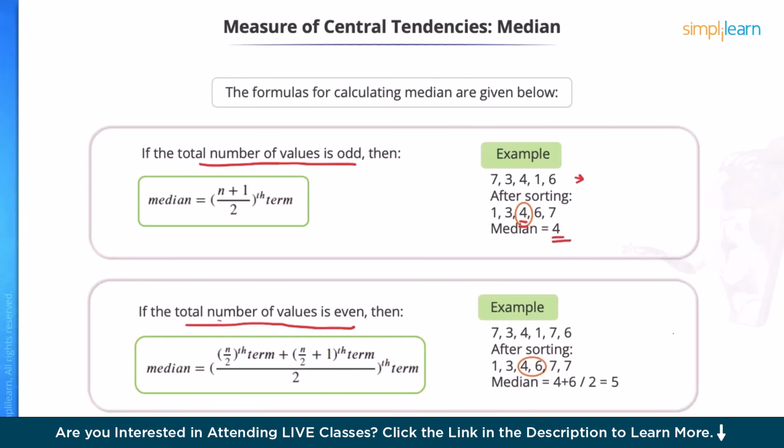In case when the total number of values is even like here, there are 6 values, the average or the mean of the two central values is considered as the median. In this case, the median is the mean of 6 and 4, which is 5.